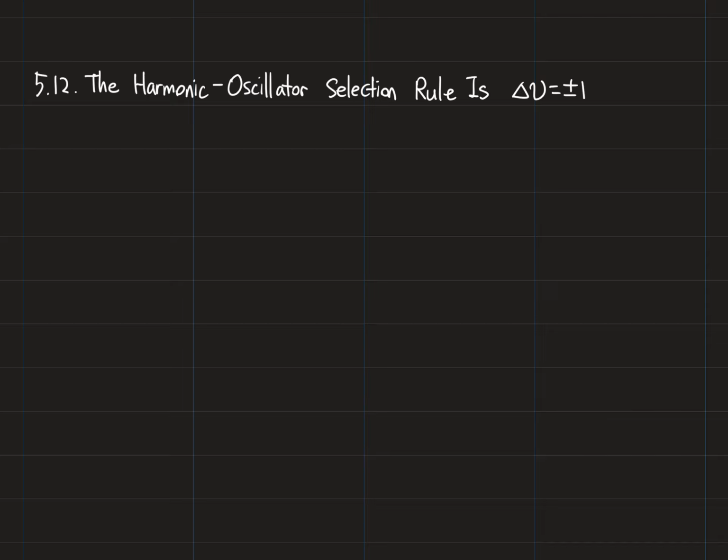Okay, the last section in chapter 5 is about the selection rule. So the harmonic oscillator selection rule is delta v equal to plus or minus 1. Transitions between harmonic oscillator states can occur only between adjacent energy levels. So let's try to understand this rule.